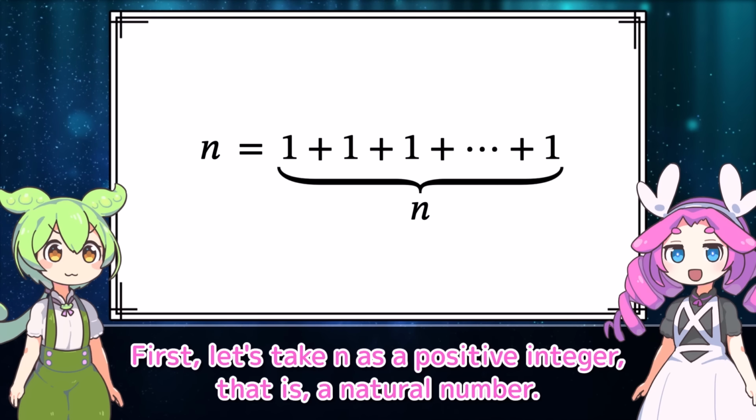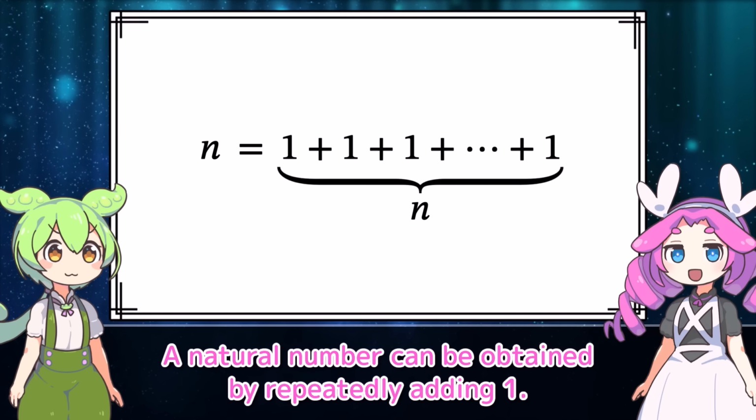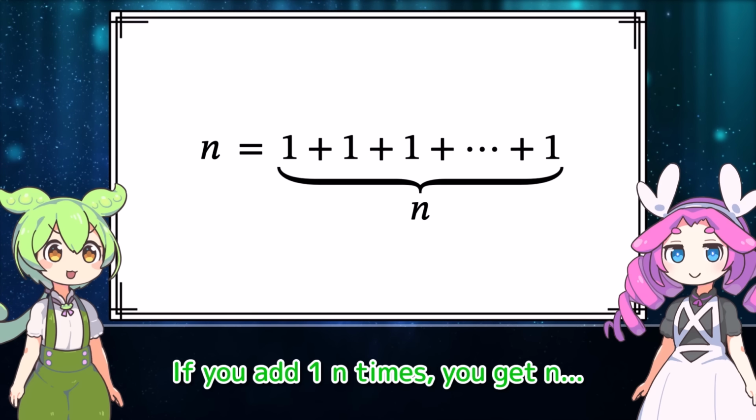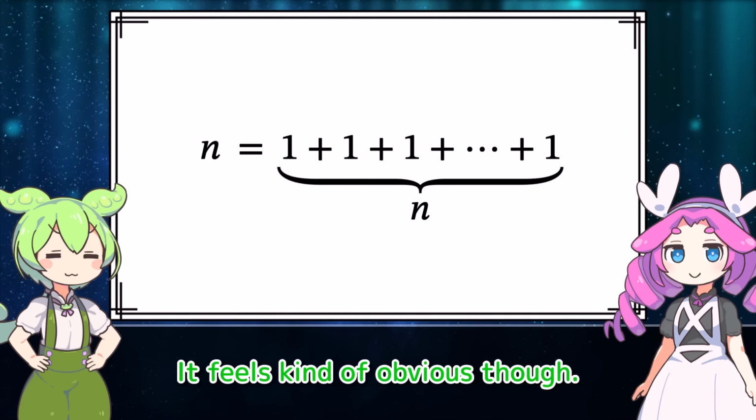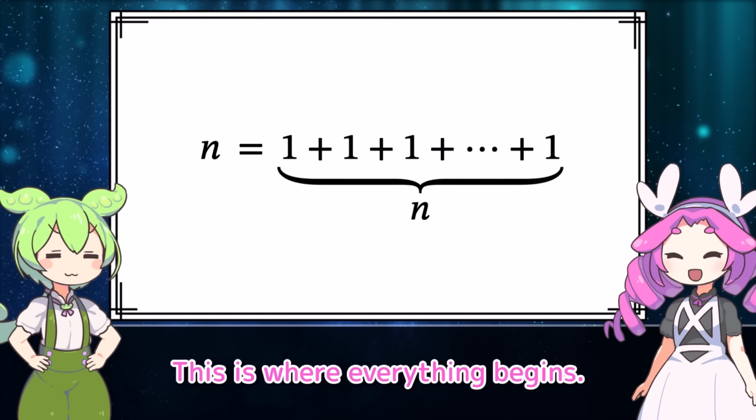First, let's take n as a positive integer, that is, a natural number. A natural number can be obtained by repeatedly adding 1. If you add 1 n times, you get n. Well, that makes sense. It feels kind of obvious though. This is where everything begins.